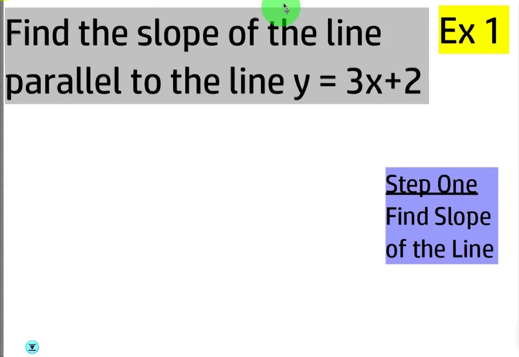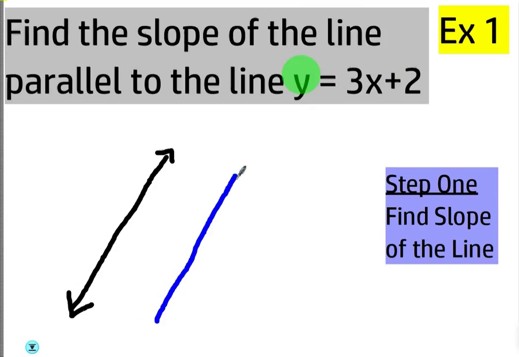Okay, this says find the slope of the line parallel to the line y equals 3x plus 2. So basically we have a line y equals 3x plus 2. If we were to draw that line, it would look maybe something like this. If we read the question again together, it says find the slope of the line that is parallel to this line. So our line, wherever it might be, let's just say it's over here. Since it's parallel, regardless of how far away it is, it's going to look like that. And so they're going to have the same slope, meaning they go up and over the same way.